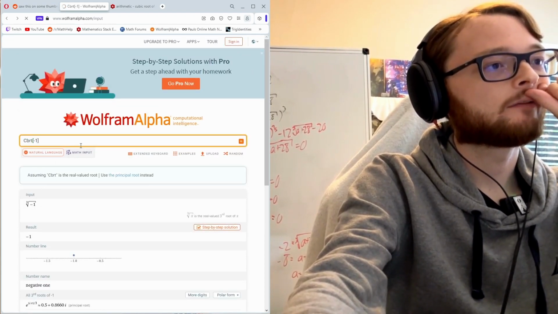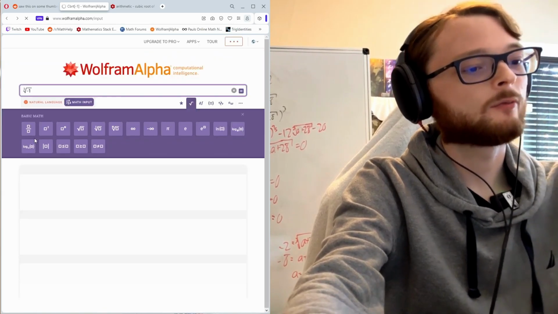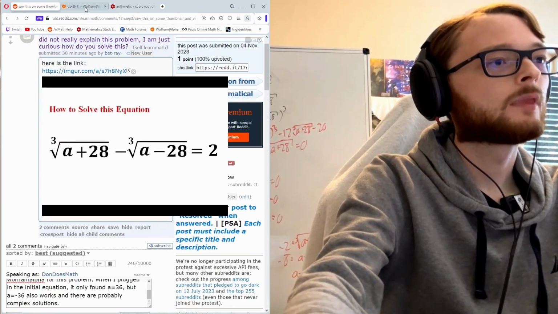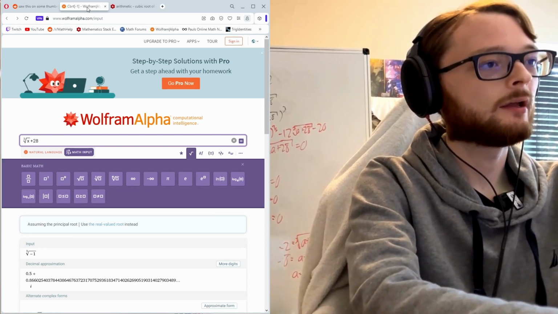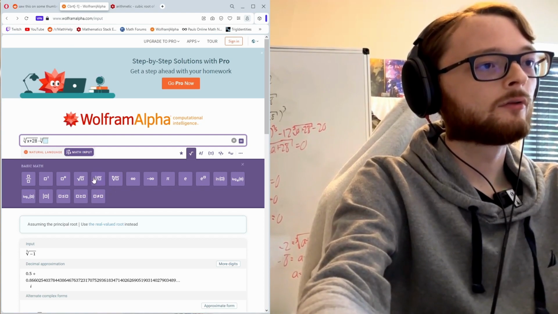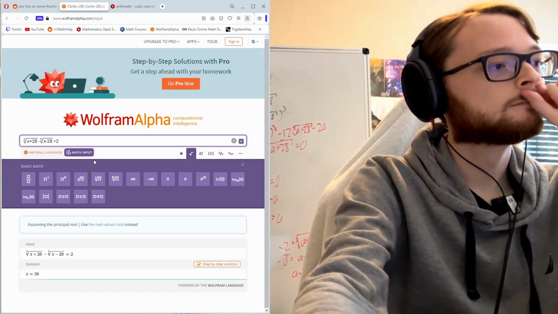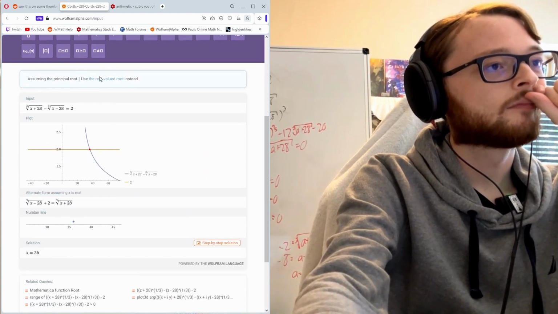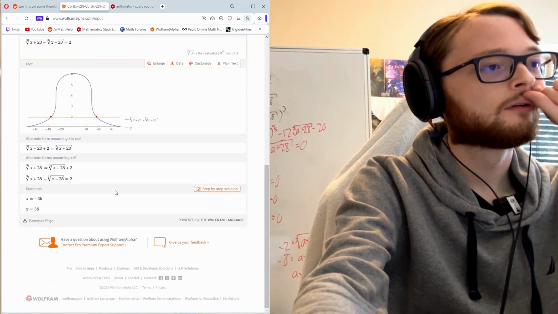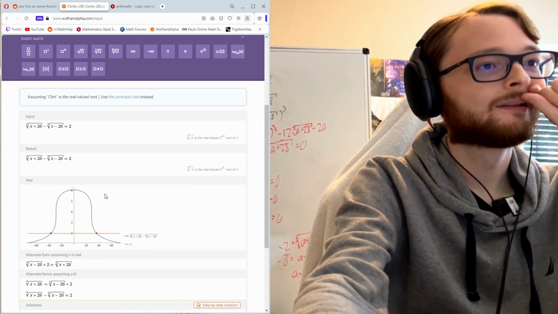I wish I could make Wolfram Alpha. Was there a link on that first one to get the principal root? No, it's being too slow. X plus 28 cube root x minus 28 equals 2. The real valued root. Oh, see, now it gets plus and minus 36.